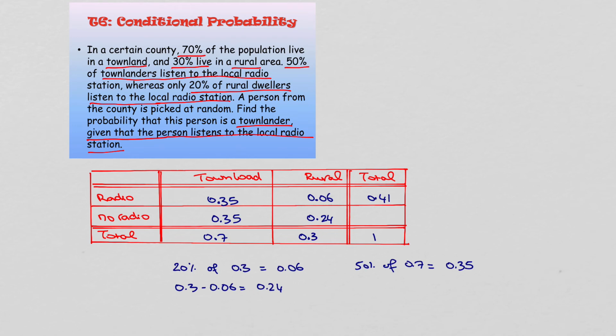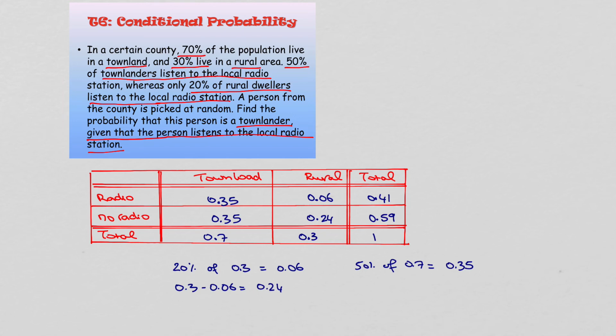So we have a total percentage listening to the radio is 41%. And then if I take that away from 1, well, I should get the same as adding 0.35 and 0.24, which is, of course, 0.59. And 0.41 and 0.59 also gives me 1. So 59% are not listening to the radio, 41% are listening to the radio.